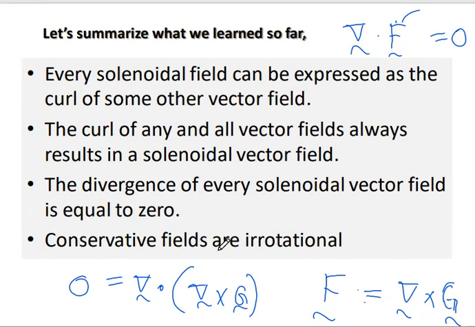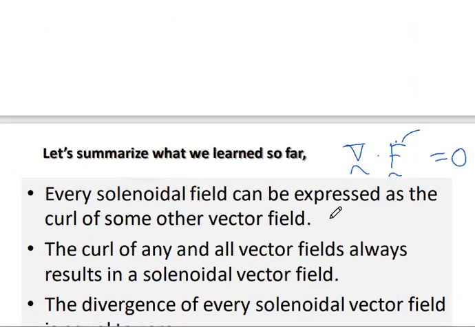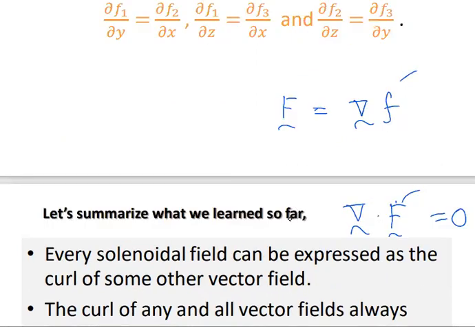Conservative field, irrotational. That's right, an irrotational conservative field. If F is a conservative field, then F can be expressed in this way. We can find a scalar valued function such that F is equal to the gradient of that function. This is the scalar valued function, and it is irrotational.